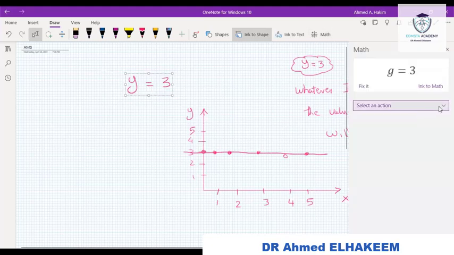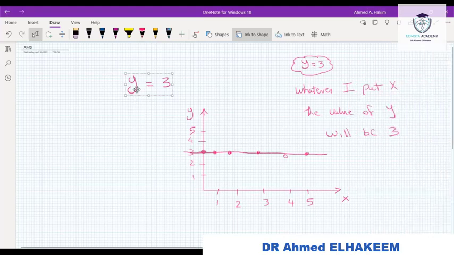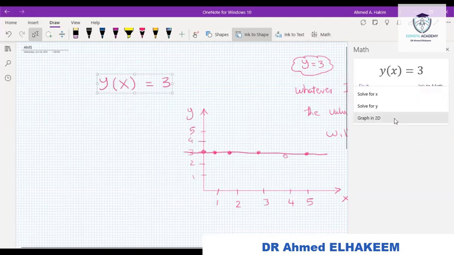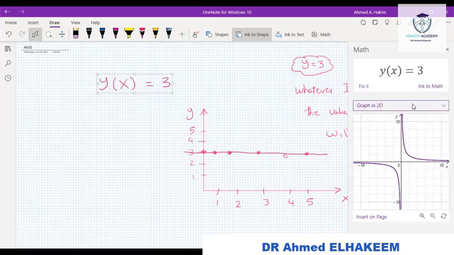I want you to see here again. Assume y of x equals 3, and I want now to draw it. I will tell him to draw it. See?